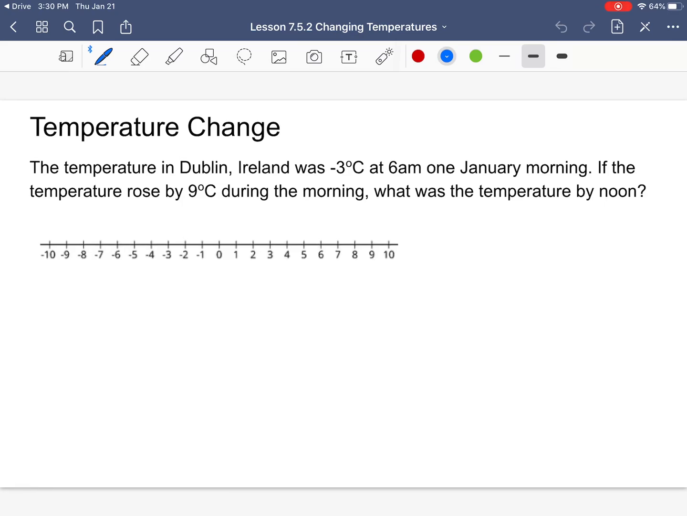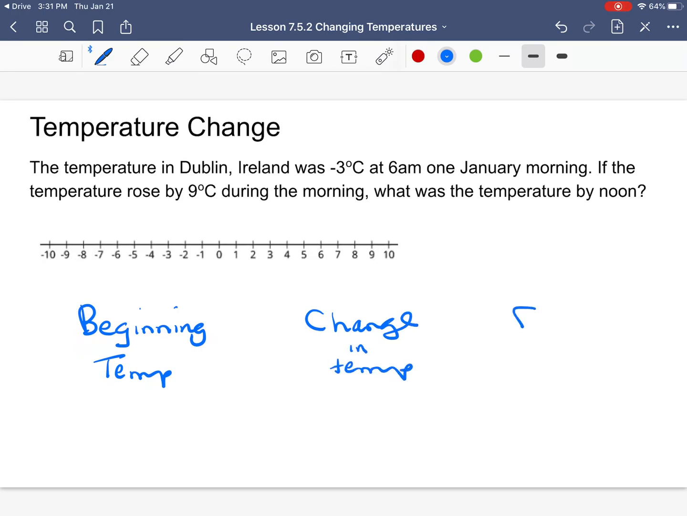So here's an example. The temperature in Dublin was -3 degrees at 6 a.m. If the temperature rose by 9 degrees, what was the temperature at noon? And here's how to organise your work so you can see what information you're given and what information you're looking for. You have a beginning temperature, a change in temperature, and a final temperature. And you're given two of these numbers to find the third.